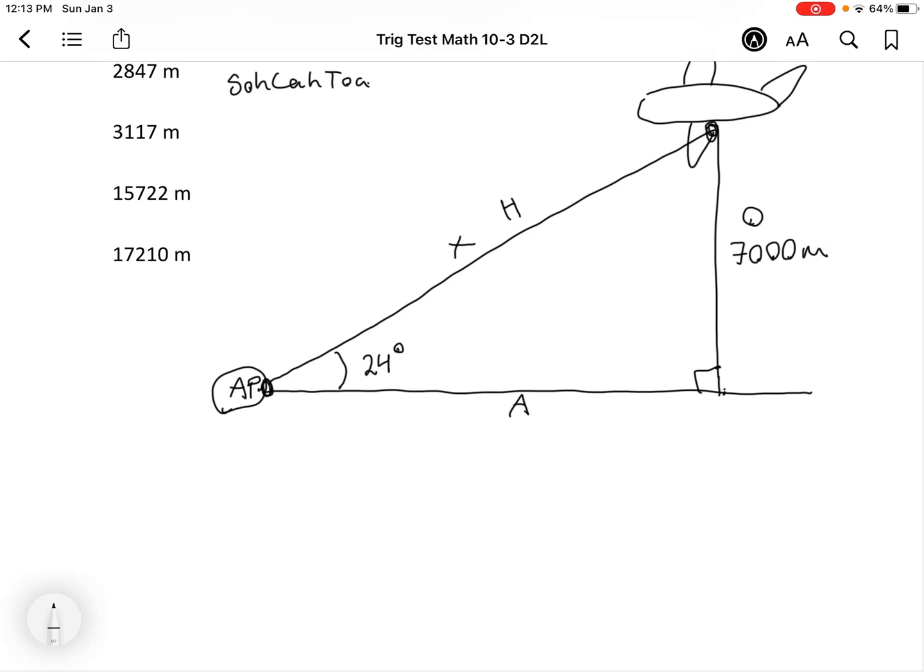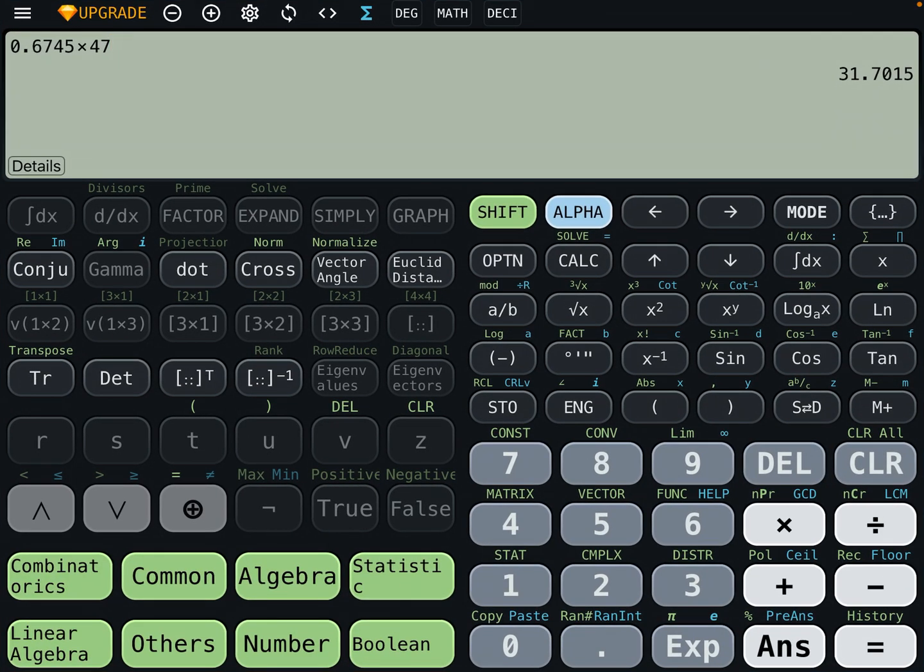SOHCAHTOA, right? Here I want my hypotenuse, so I've got to use sine or cosine. Tangent's not going to work because that doesn't involve the hypotenuse. I've got my opposite. I want my hypotenuse. I've got to use sine. Okay, so I'm going to write out sine theta equals opposite over hypotenuse and fill in what I know. My angle is 24. My opposite is 7,000. My hypotenuse is x. Once again, I've got to use my handy calculator to find out the sine of 24 degrees.